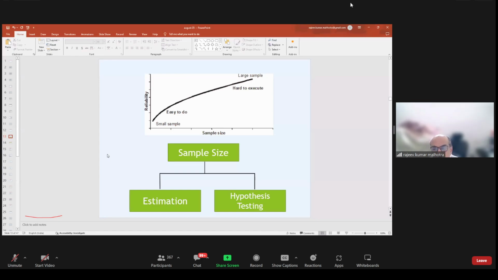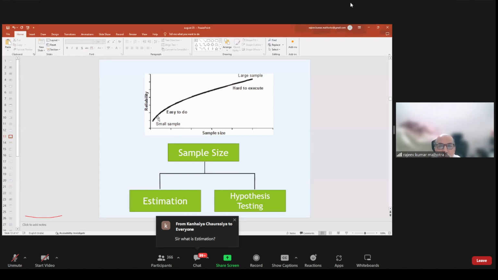In hypothesis testing, we compare one population parameter to another population parameter to find out whether they are significantly different or not. So I am showing this graph. The x-axis is the sample size and the y-axis is the reliability.